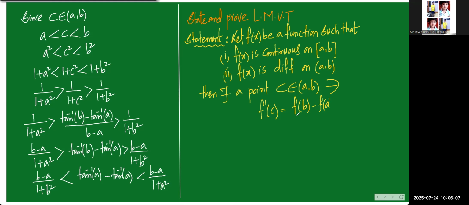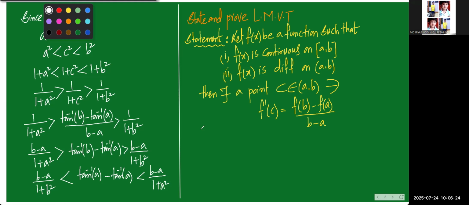अब रोल्स थ्योरम में और उसमें दोनों में क्या डिफरेंस है? The difference is here we don't have third condition. उसमें थर्ड कंडीशन है f of a is equal to f of b, है ना? तो उसी का एडवांटेज लेके अपन इसको प्रूफ कर सकते हैं आसानी से. What do you mean by this? Third condition is not there.